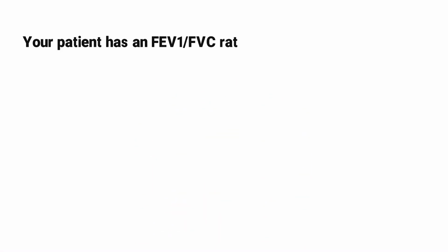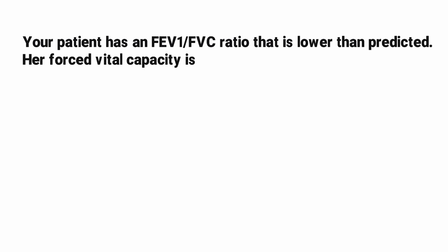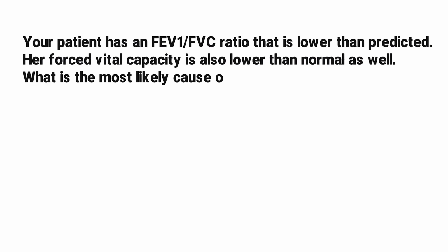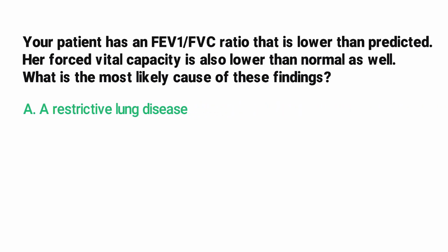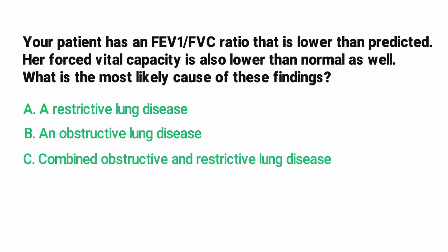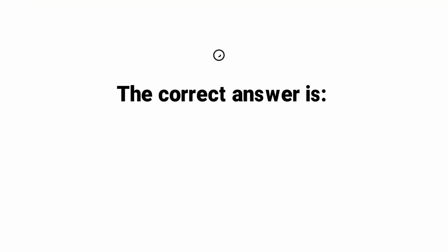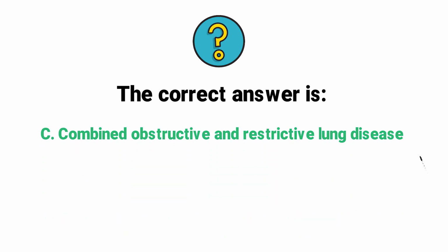Your patient has an FEV1 to FVC ratio that is lower than predicted. Her forced vital capacity is also lower than normal as well. What is the most likely cause of these findings? A. A restrictive lung disease. B. An obstructive lung disease. C. Combined obstructive and restrictive lung disease. D. Normal test results. The correct answer is C. Combined obstructive and restrictive lung disease.